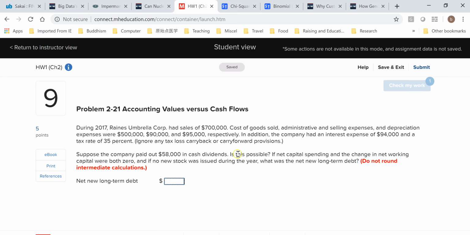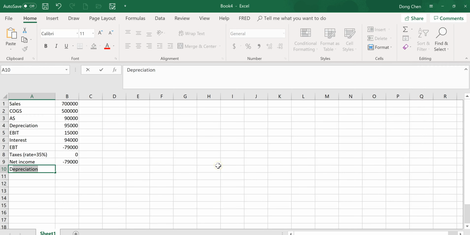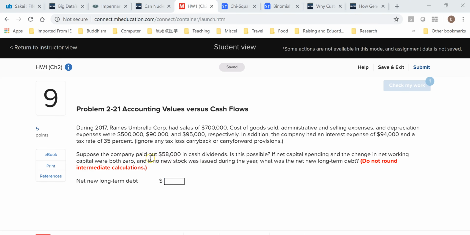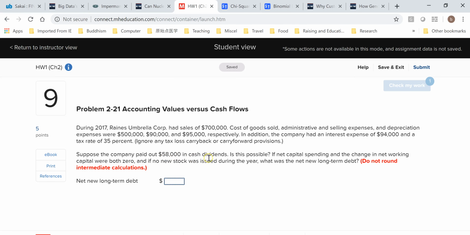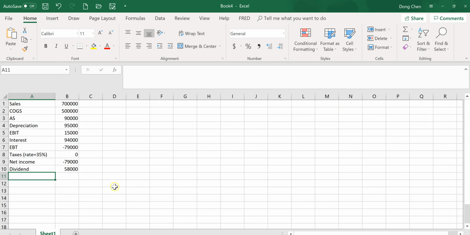Okay, so the question goes on to the cash dividend. It's a positive amount, 58,000. The first part of the question is asking, is this possible? On the surface, if you only look at this one year's number, net income is negative, so where does the cash flow come from? Because the firm wants to pay out a positive dividend, right?